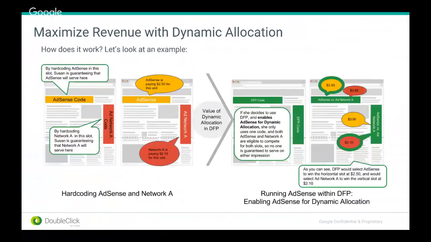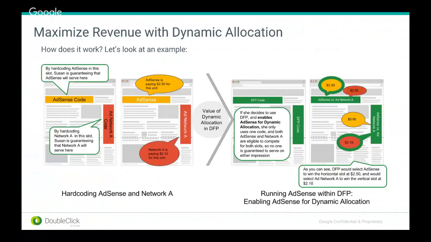So let's take a look at this example. In order to understand how dynamic allocation works in practice, we'll take Susan, our example publisher. She's grown in both size and complexity and is now using DFP as her ad management platform. When she first started using DFP, she was restricted to hard-coding AdSense and third-party networks like Network A on her website, and this is shown on the left-hand side of the image. This guaranteed certain placements to AdSense and certain placements to Network A.